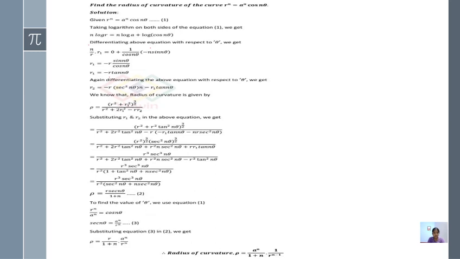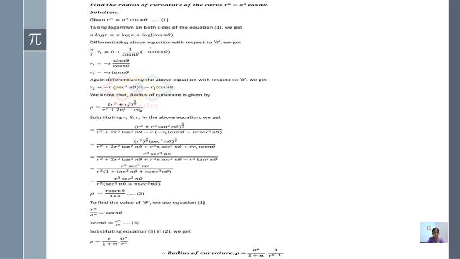To find the value of secant n theta, we use equation 1, that is r to the power n is equals to a to the power n cos n theta. Here a to the power n goes to the denominator, so r to the power n divided by a to the power n is equals to cos n theta. Now by taking reciprocal, reciprocal of cos n theta is secant n theta is equals to a to the power n divided by r to the power n. Consider it as equation 3.